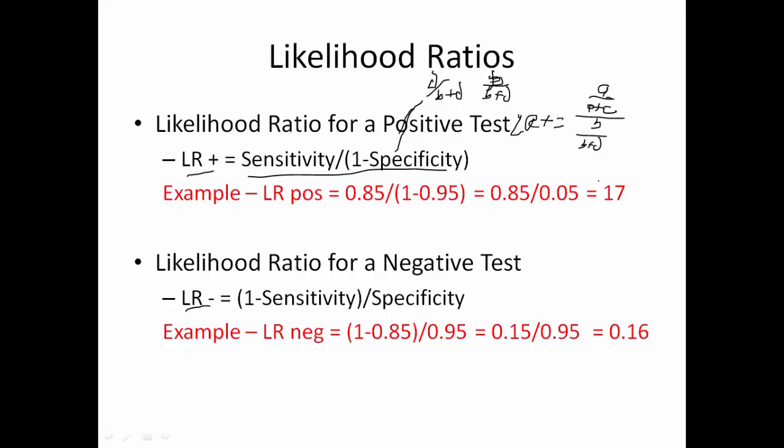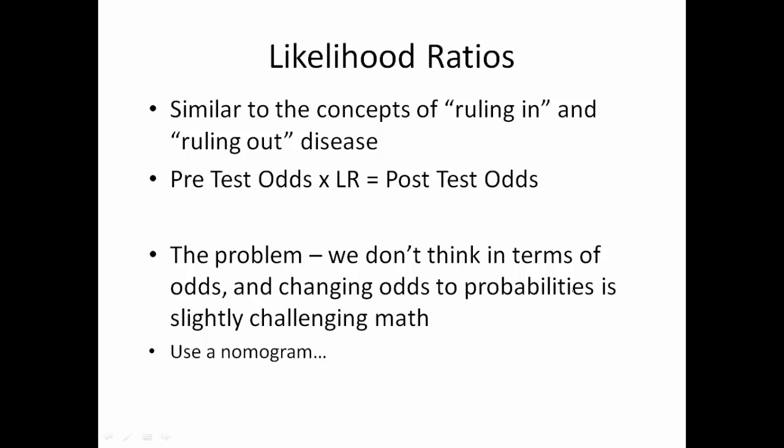Okay, so that's the calculation for a likelihood ratio for a positive test. Similarly, for a negative test, you have 1 minus sensitivity, which is C over A plus C, all over specificity, D over B plus D. Okay, so here it is for likelihood ratio for a negative test. You see the calculations here, and you end up with these numbers. Big whoop. What do those mean? Well, let's talk about it.